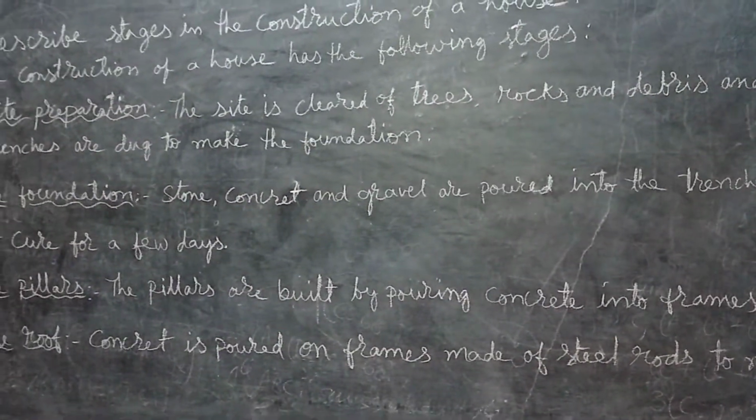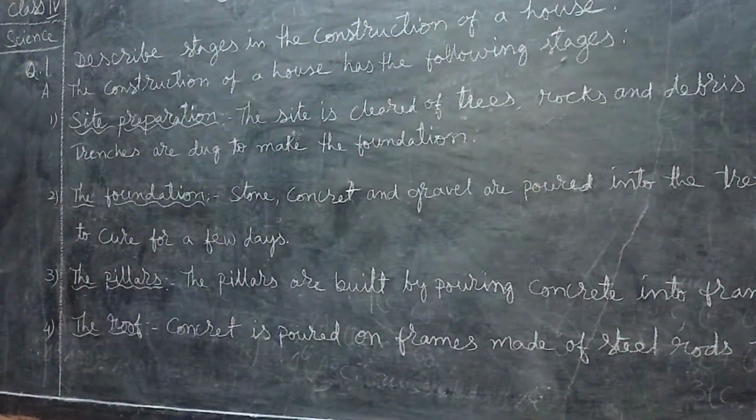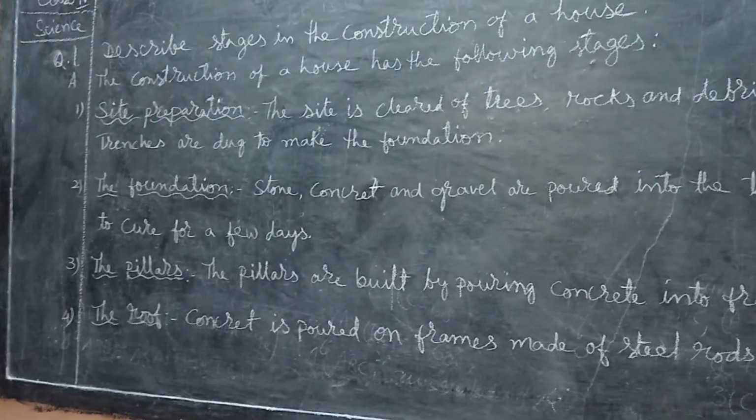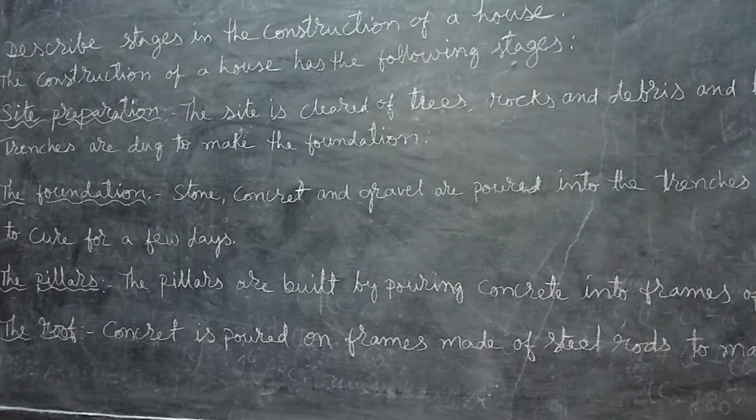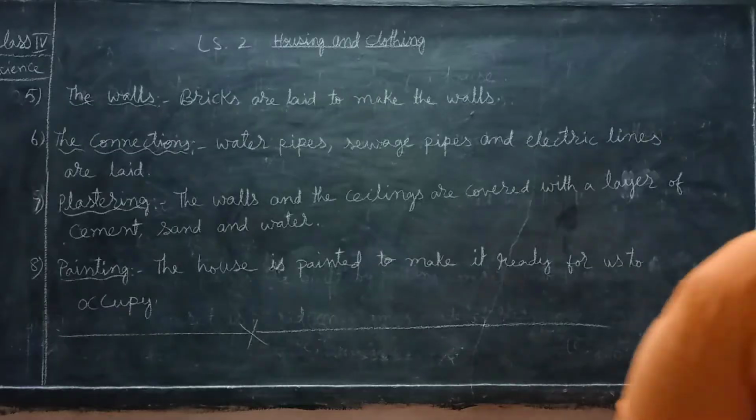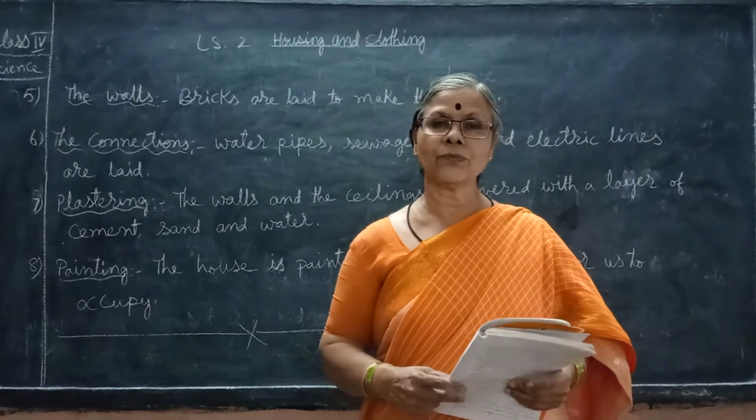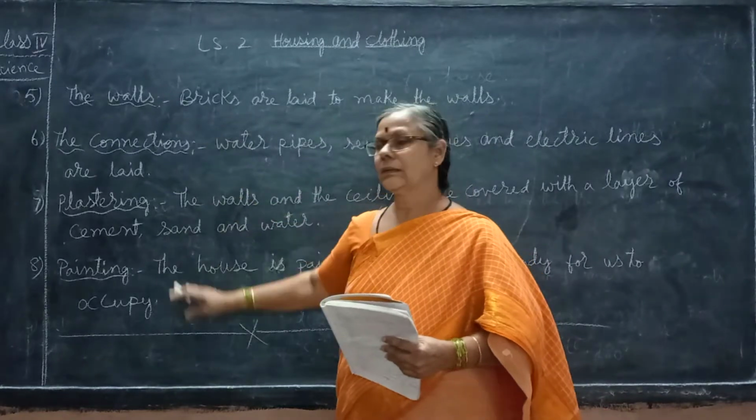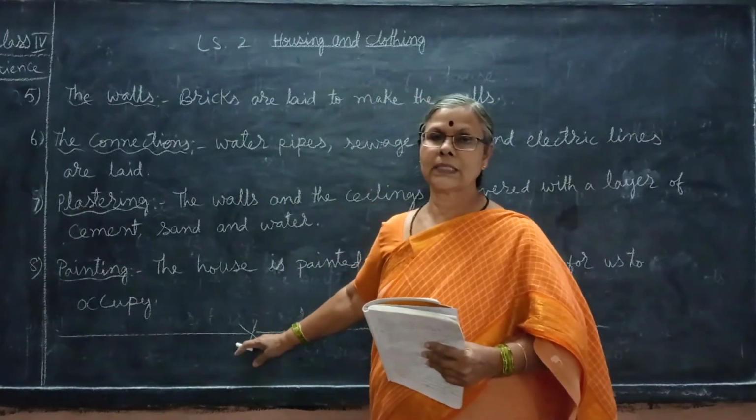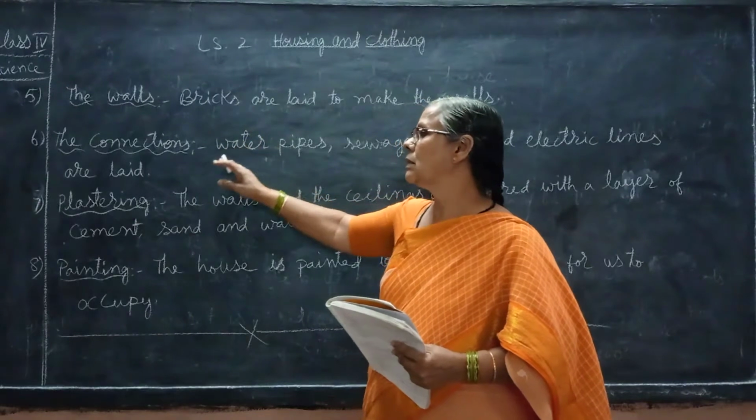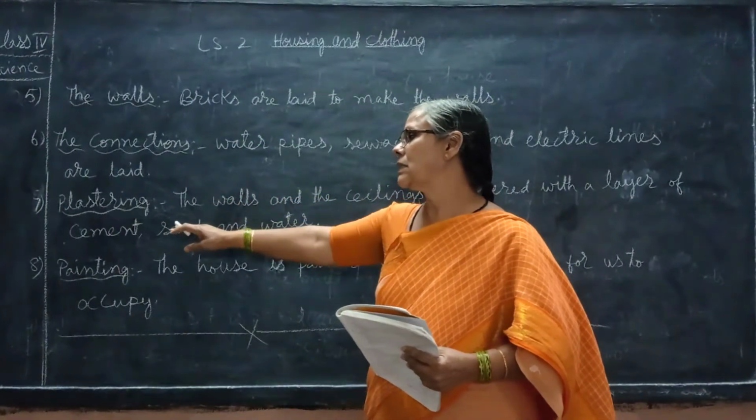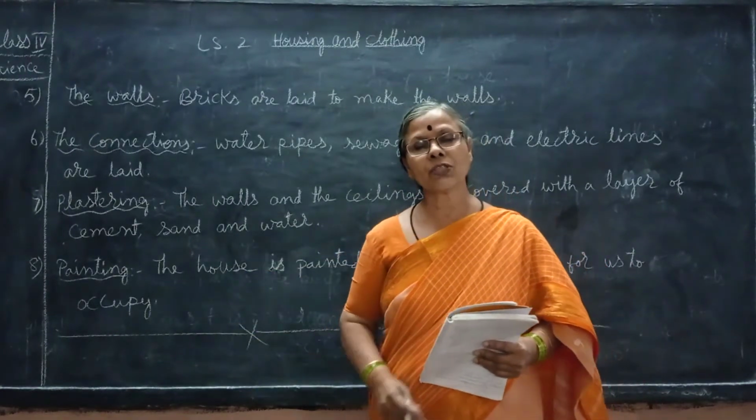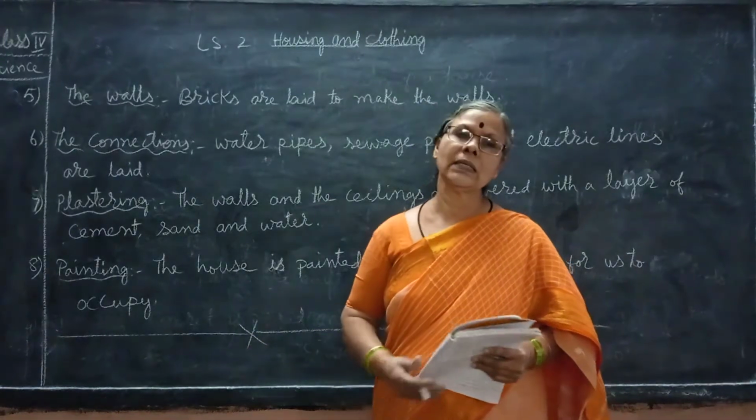Now we'll continue the answer. Fifth, sixth, seventh and eighth stage also we will write. Yes, first four stages we have written, and the continuation of the first question's answer is the other stages. So the fifth is the walls, sixth is the connections, seventh is the plastering, eighth is the painting. This is the continuation of the first question's answer, and after the 8th point the answer ends.